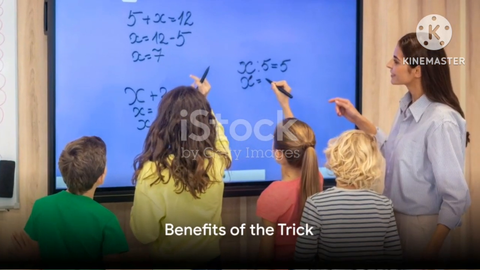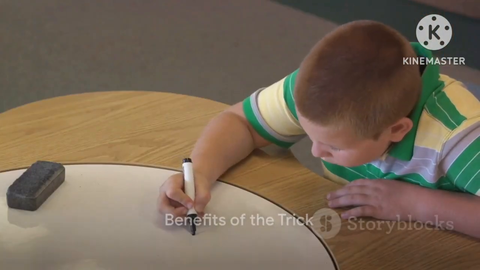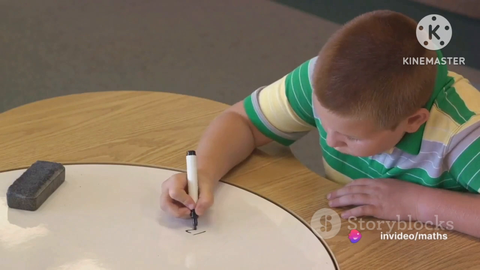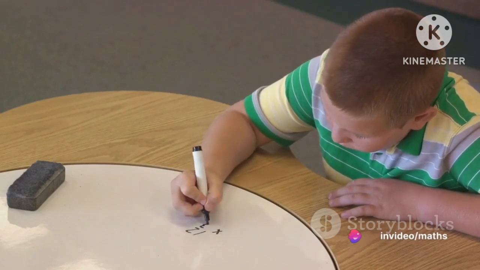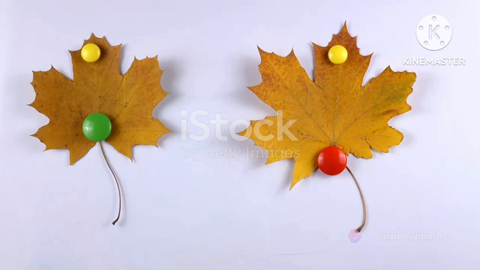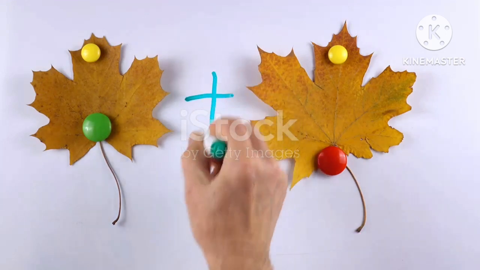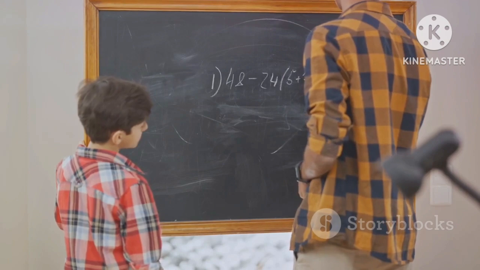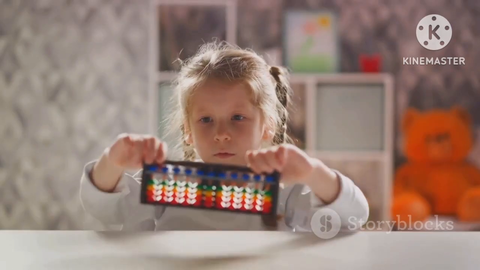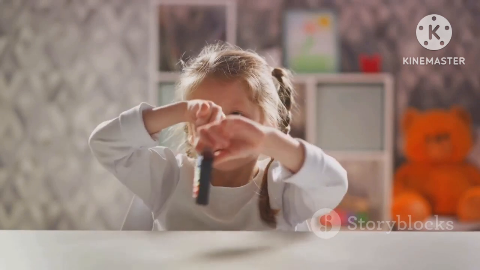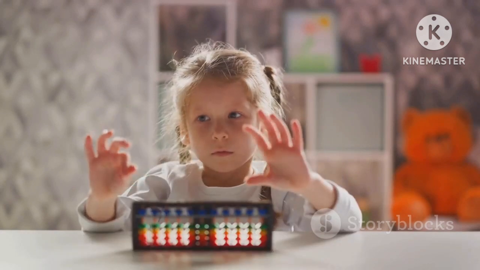Why bother with this trick? It's simple. This trick not only helps you remember the table of 3, but it also enhances your number sense and mental arithmetic skills. It makes learning math a bit more fun and a lot less intimidating. So, give it a try and see the difference it makes. Remember, math is not about rote memorization, but understanding patterns and relationships. And this trick is a perfect example of that.